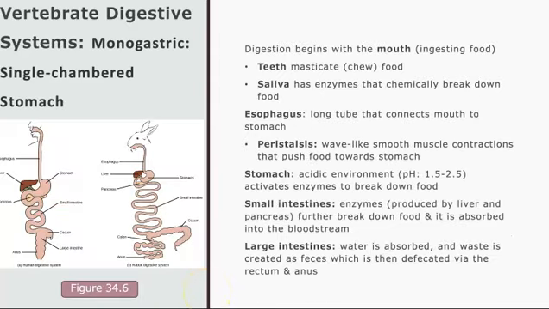And now let's get into our vertebrate digestive system. So we'll start off with our monogastric or single-chambered stomachs. This is probably what you are familiar with since we are set up this way.